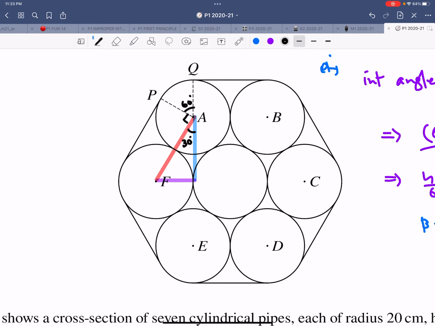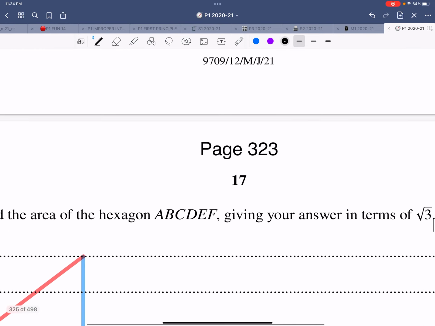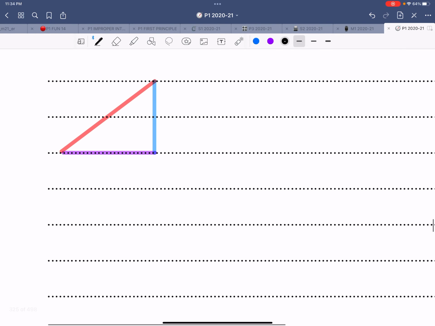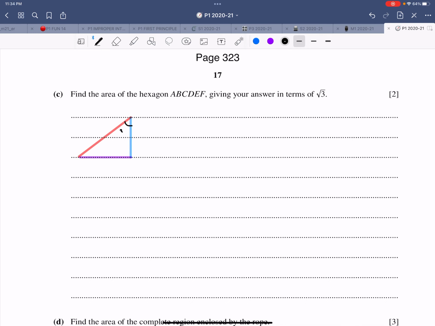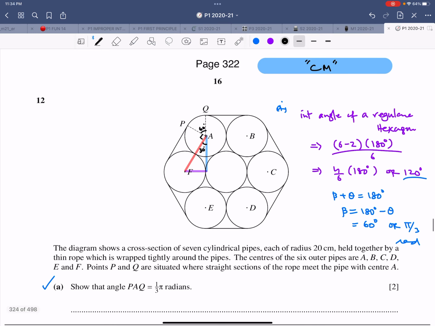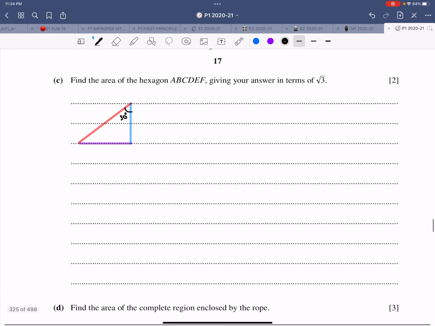So now let me take it over here. This angle is 30 degrees. This thing is 20 plus 20. This thing is 40. And if I label this thing as opposite and this is adjacent, so sine of 30 degrees is opposite over 40. Sine of 30 is half, that's opposite over 40, therefore opposite is 20. That's the first thing.